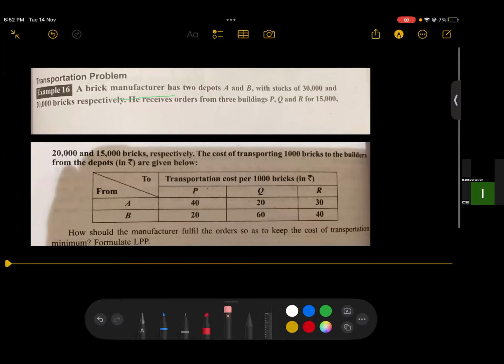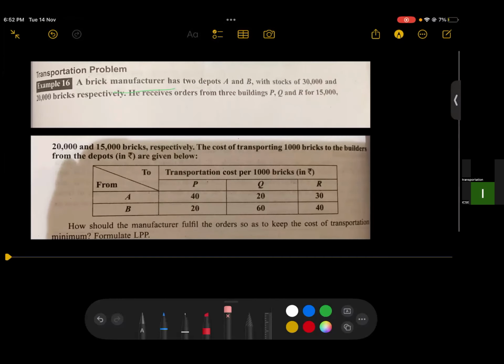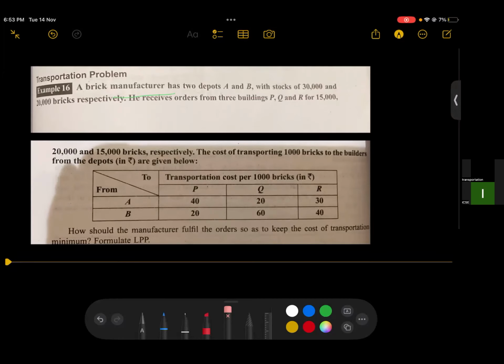Okay, so today I will be solving a transportation problem from the LPP chapter, Linear Programming chapter. This is present in the ISC 12th grade curriculum. I'm solving the 16th solved example from the OP Malhotra textbook. Once you understand this concept, it's going to be very easy for you to follow similar questions.